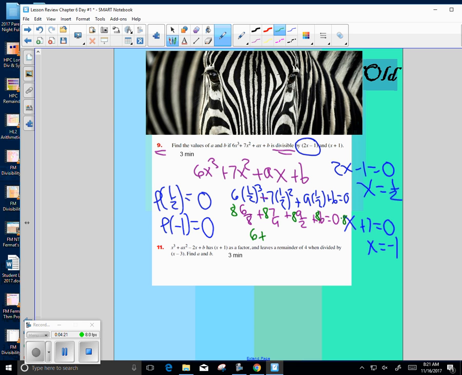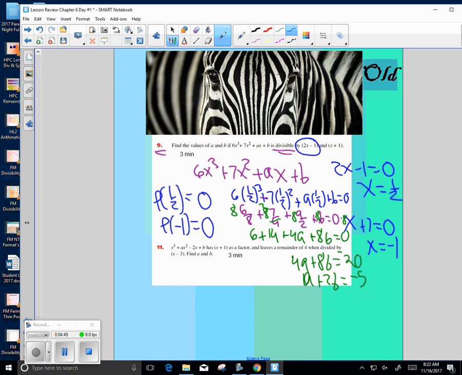6 plus 14 plus 4a plus 8b equals 0. So this is 20. 4a plus 8b equals negative 20. So a plus 2b equals negative 5. Divide by 4. There's one equation.